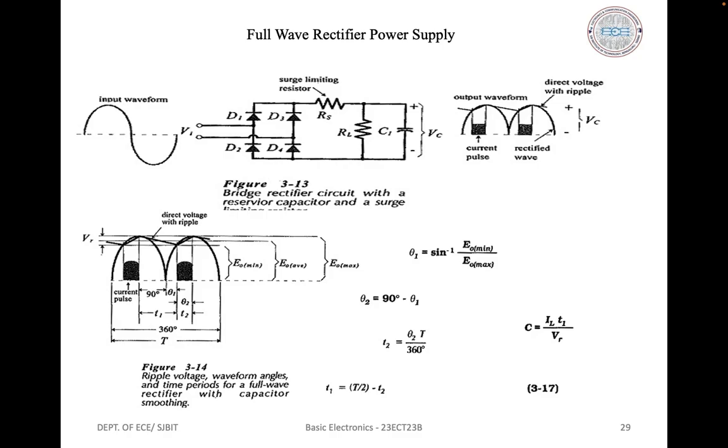So we can see the circuit here, which consists of four diodes D1, D2, D3, D4, and there is one resistor RS, which denotes a surge limiting resistor. RL is the load resistor, and there is a shunt connection of capacitor C1 to the RL. It's a bridge rectifier circuit with a reservoir capacitor to smooth the output voltage and a surge limiting resistor to protect the diodes. So we have this figure: ripple voltage, waveform angles, and time periods for a full wave rectifier with capacitor smoothing.